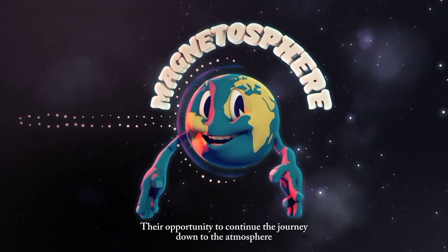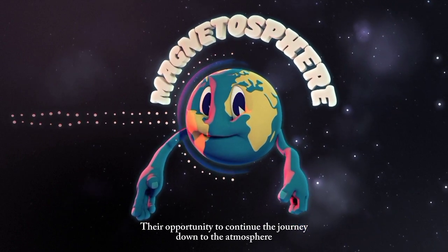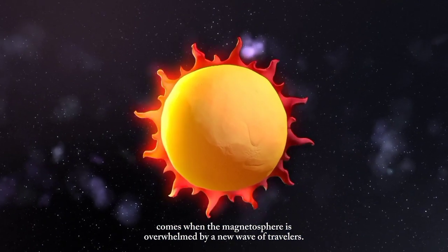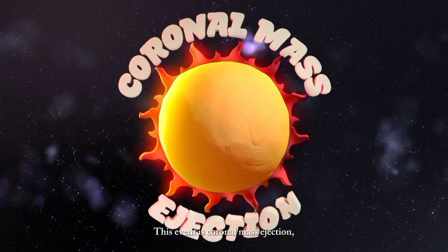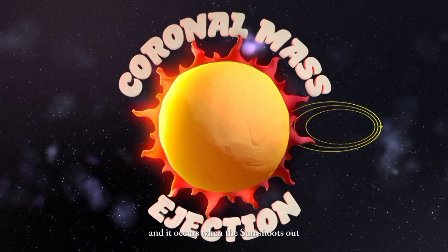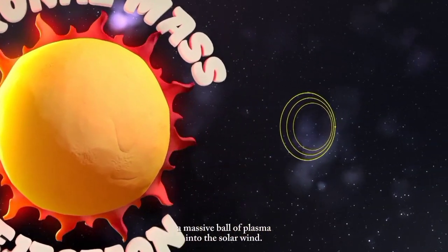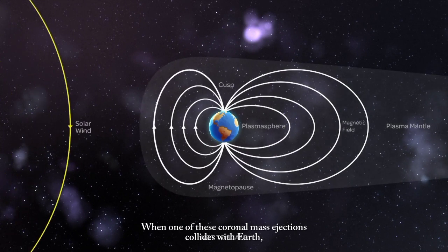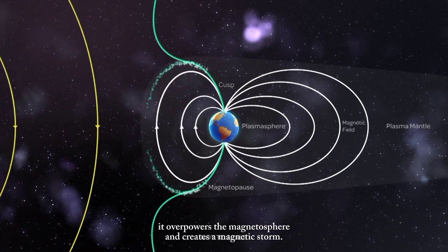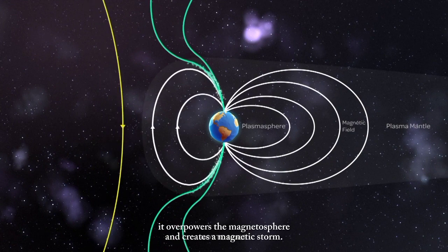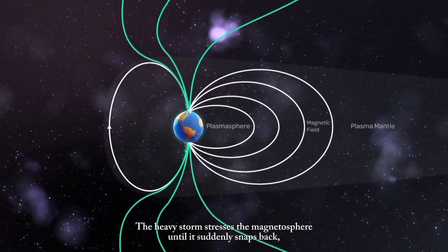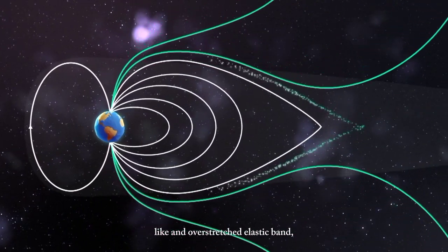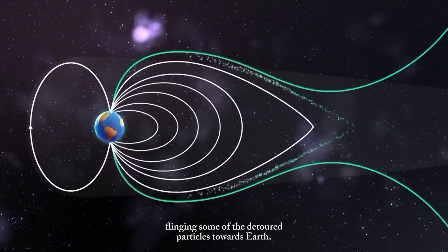Their opportunity to continue the journey down to the atmosphere comes when the magnetosphere is overwhelmed by a new wave of travelers. This event is coronal mass ejections, and it occurs when the sun shoots out a massive ball of plasma into the solar wind. When one of these coronal mass ejections collides with Earth, it overpowers the magnetosphere and creates a magnetic storm. The heavy storm stretches the magnetosphere until it suddenly snaps back like an overstretched elastic band, flinging some of the particles toward Earth.